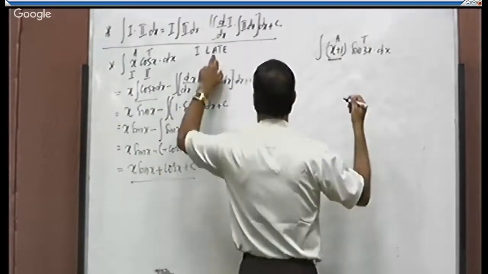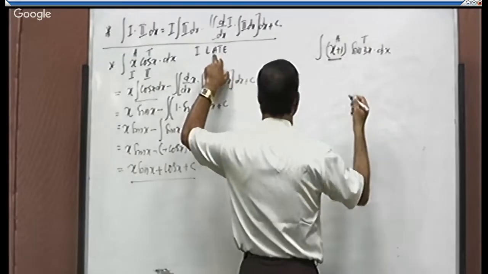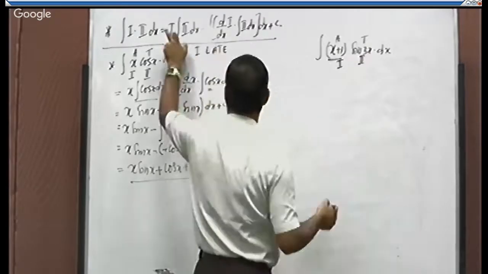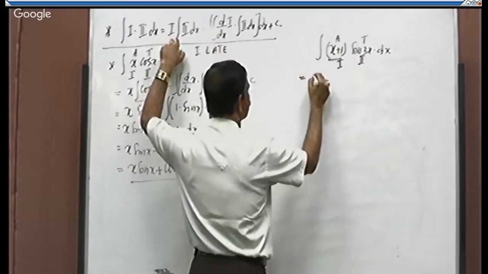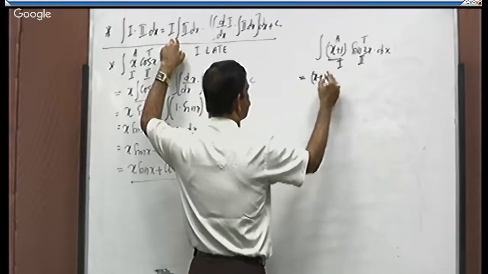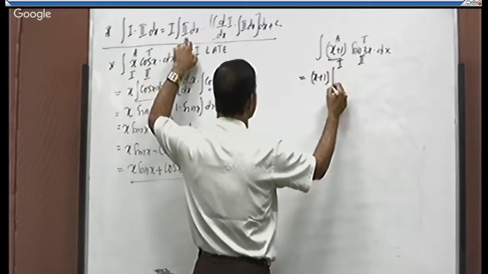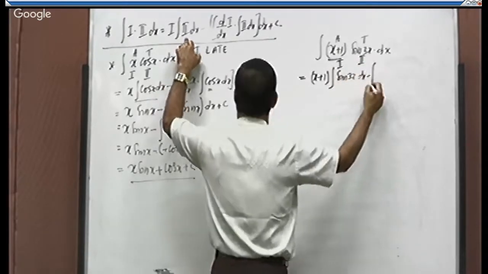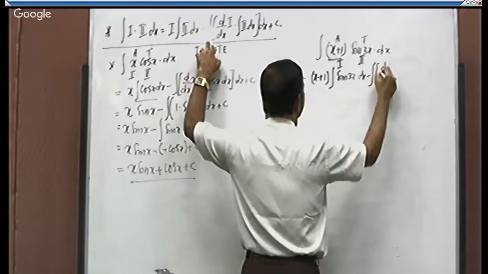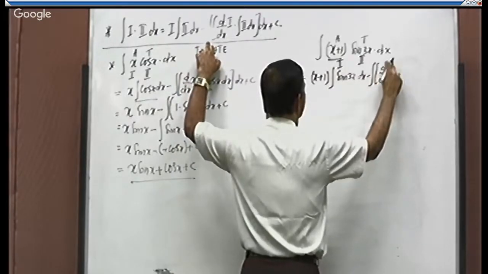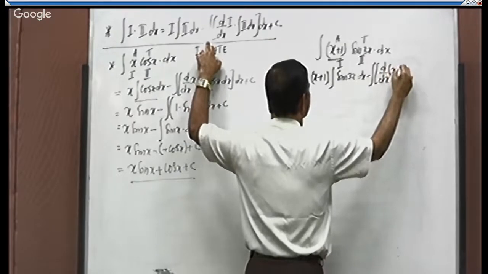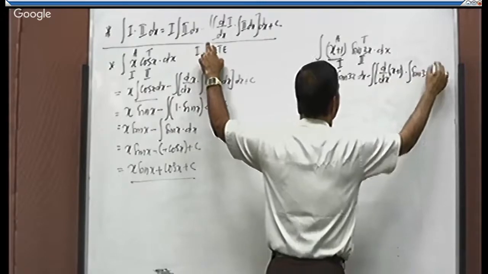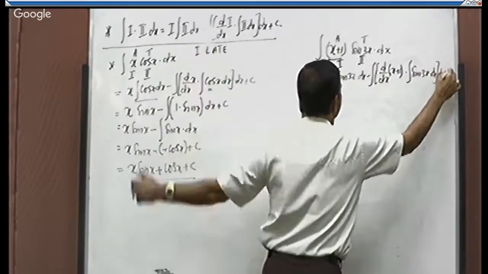ILATE: L, A, T, E. A comes first and then T, trigonometric. Right, according to the rule. What does the rule say? First function into integration of second function, that is (x plus 1) into integration of sin 3x dx, minus integral of d by dx of first. What is the first function? It is (x plus 1) into integration of second, sin 3x into dx. Close the bracket, dx plus c.